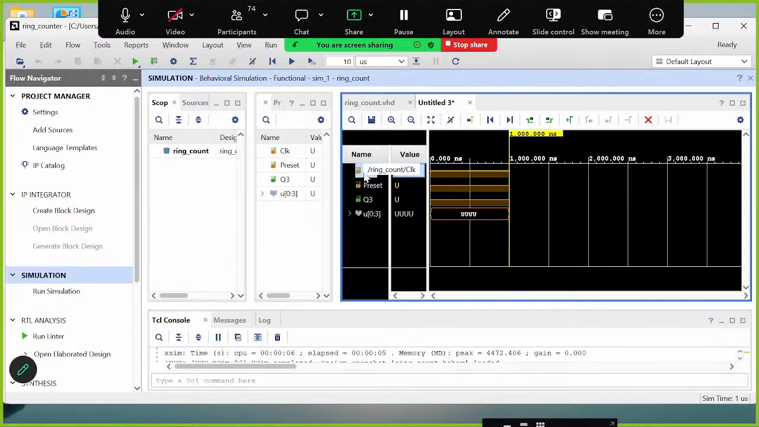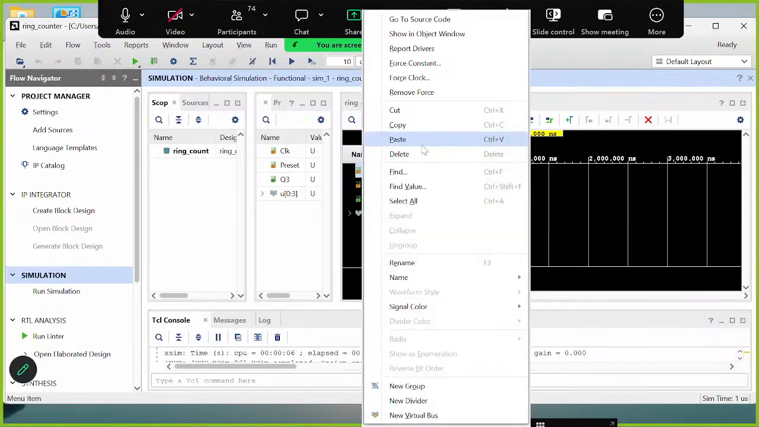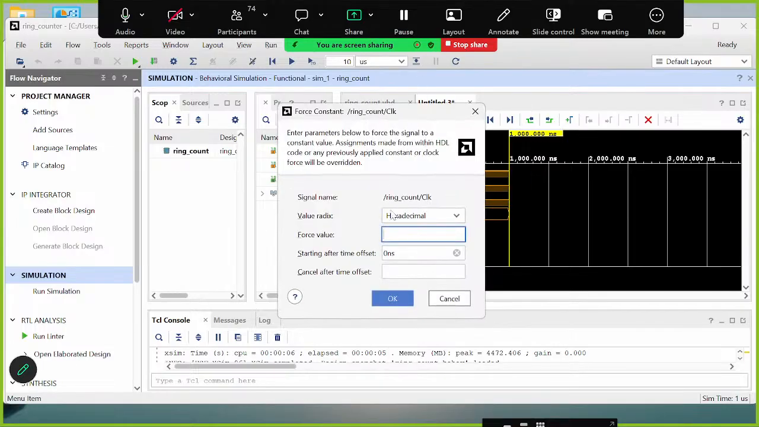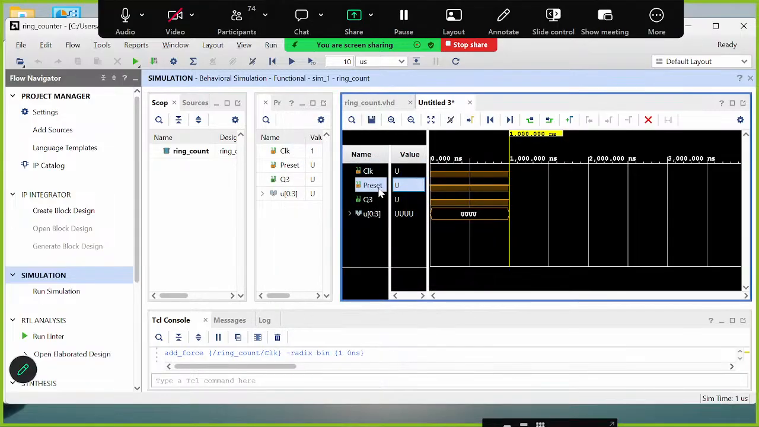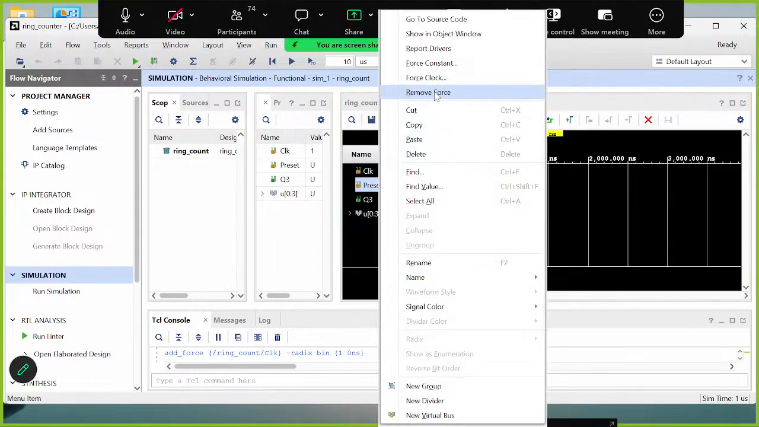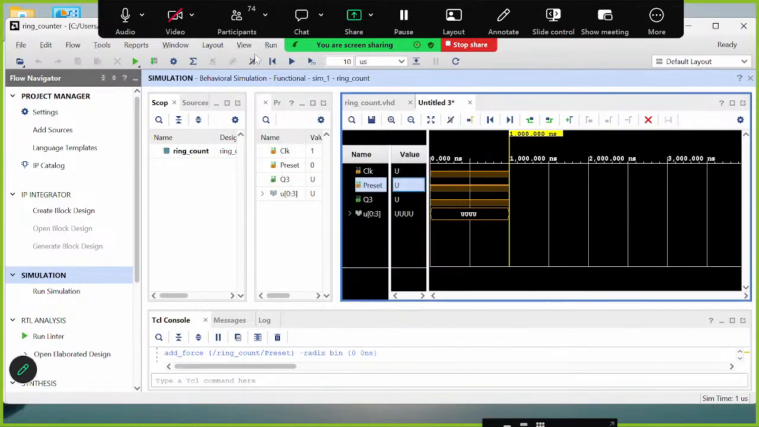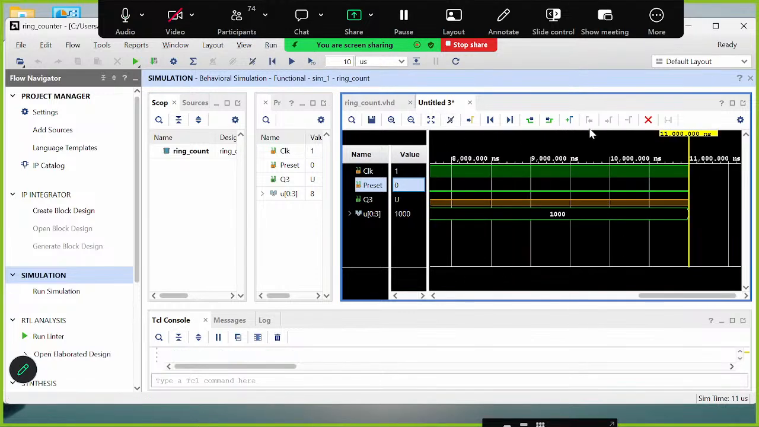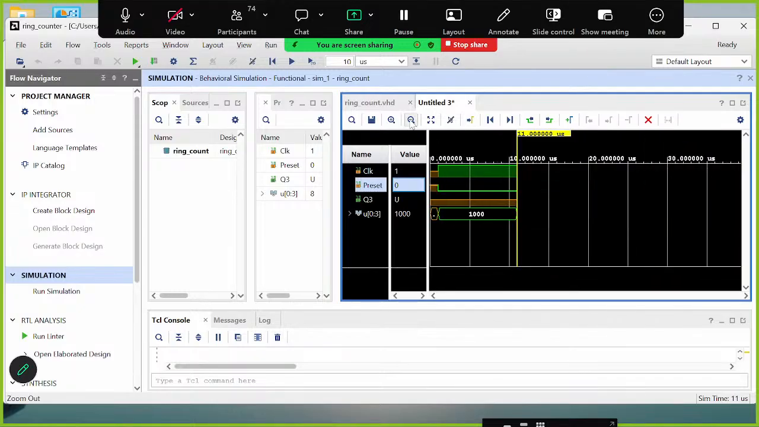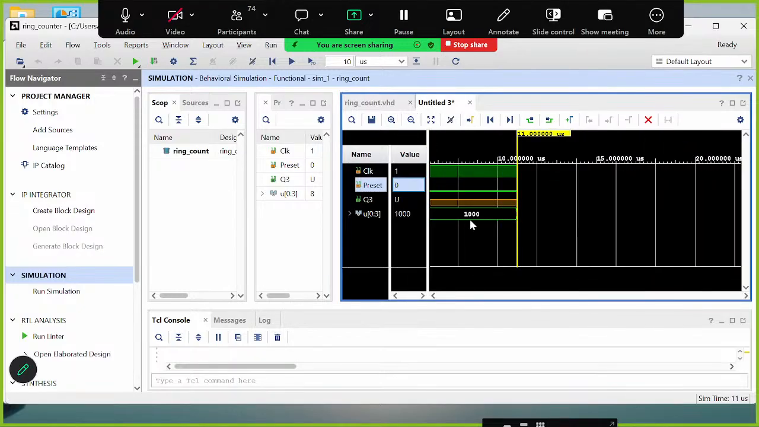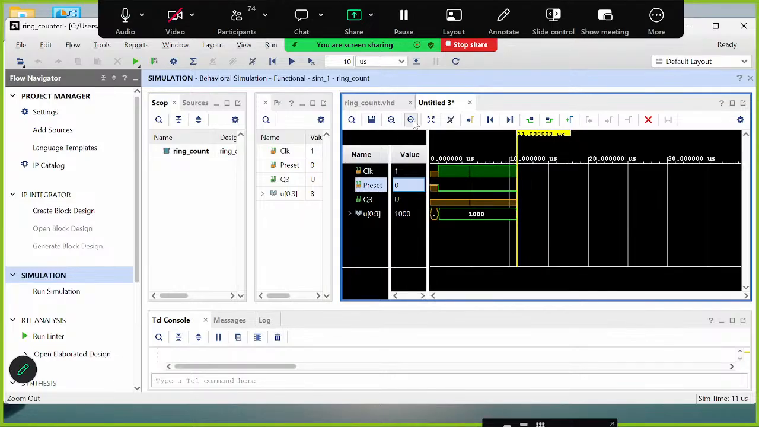Clock and preset. Initially apply this clock as 1 because it is active low. We need to create a proper triggering and make it 0. Make it activated because it is of active low nature, and try to run for a specified period of time. Now you can see over here the output changes to 100. Till now it is okay, right? Initially preset is 0.